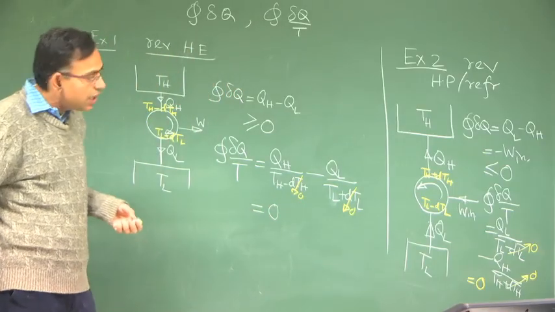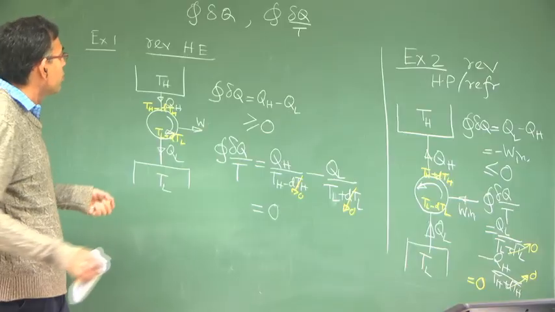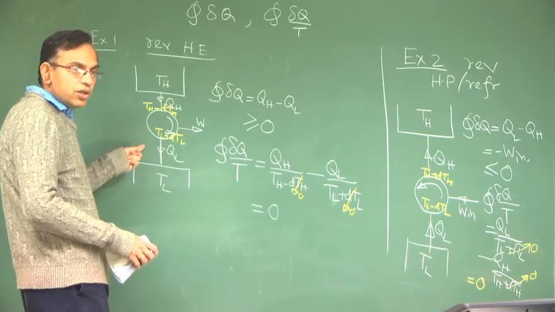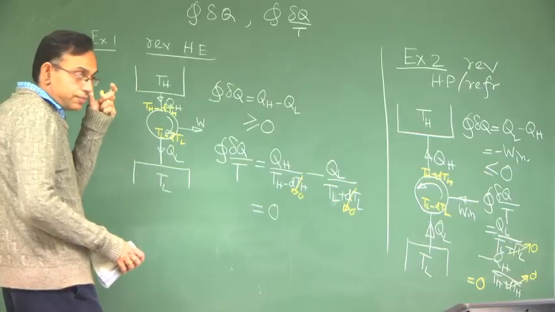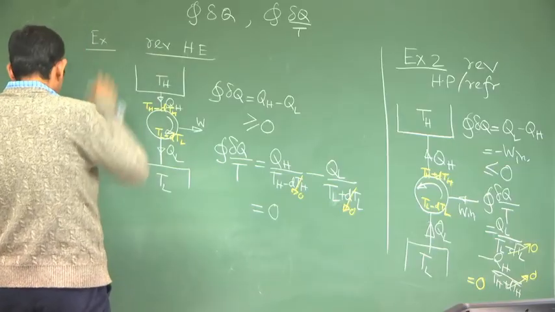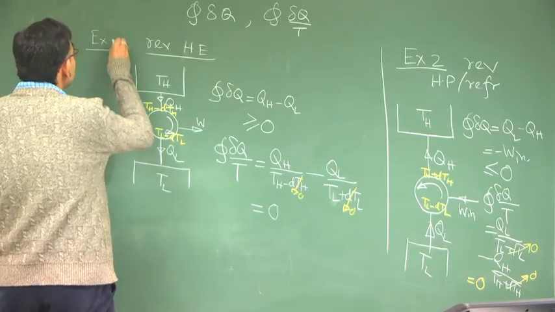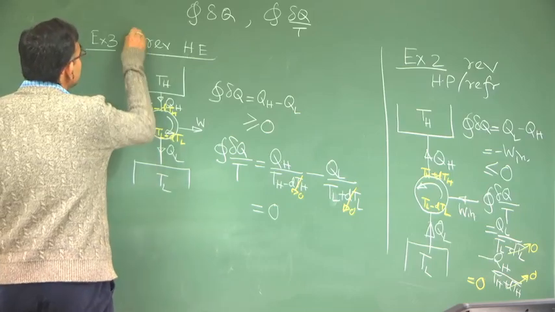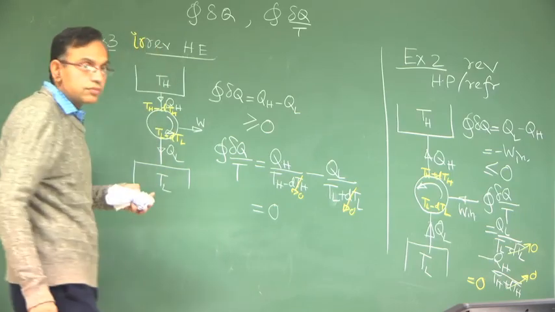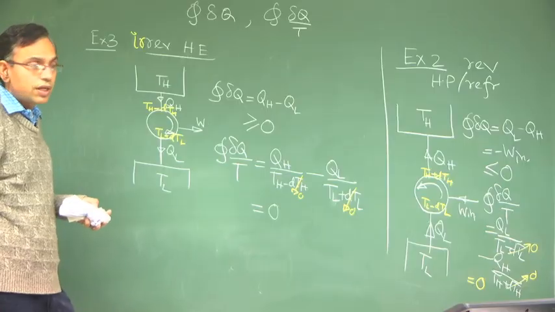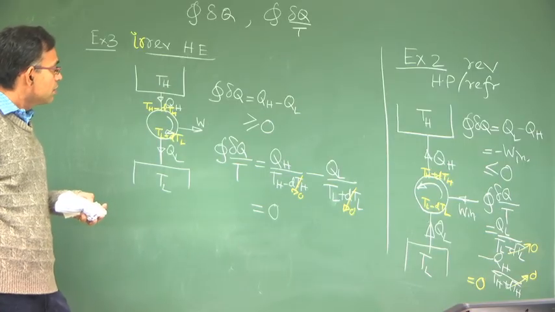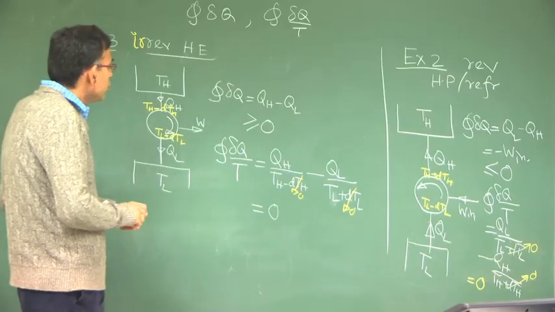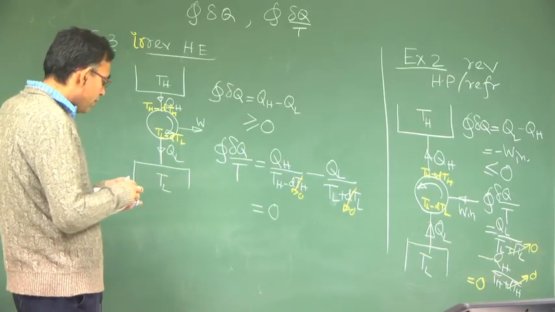Now, let us consider example 3 and example 4. Purposefully I will use the same diagrams to compare it with reversible. So, example 3, irreversible heat engine. Okay. So, cyclic integral of del q, let us say irreversible heat engine.